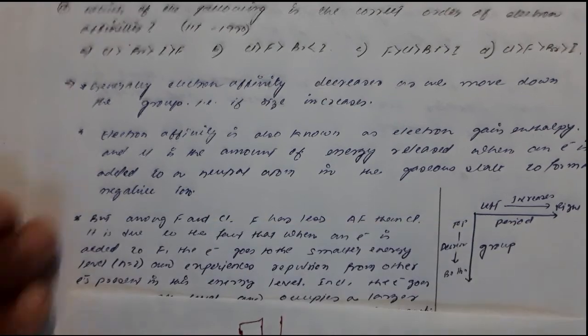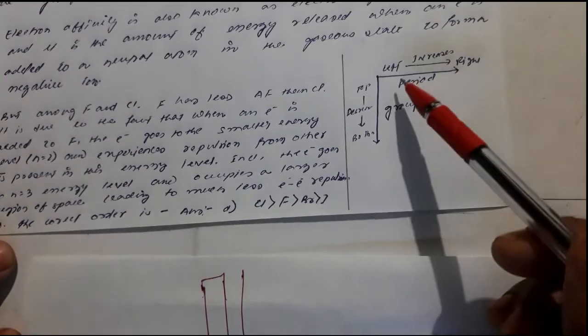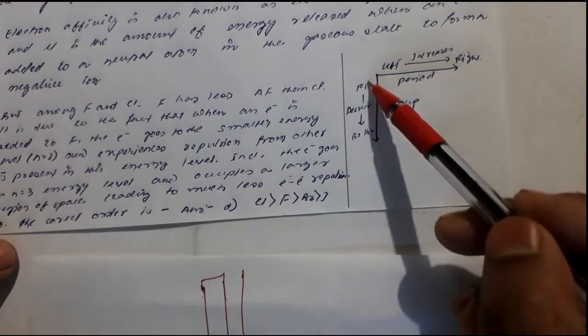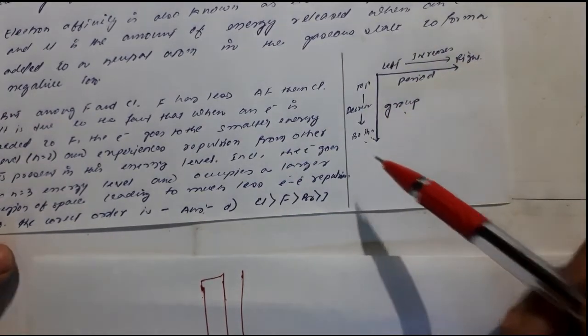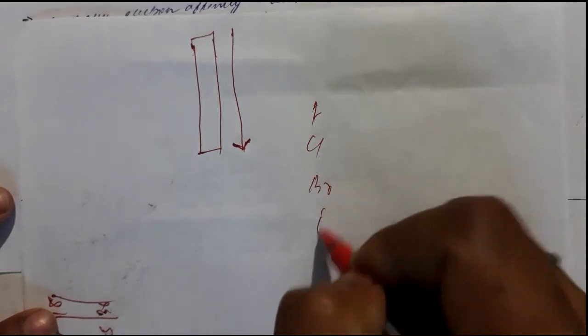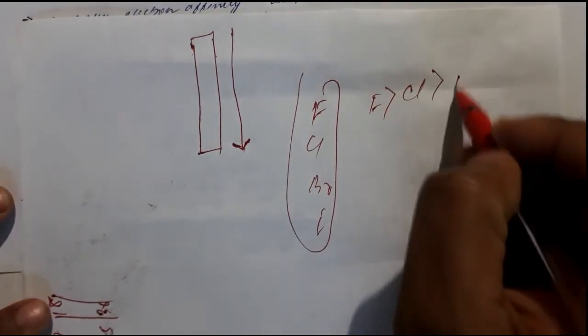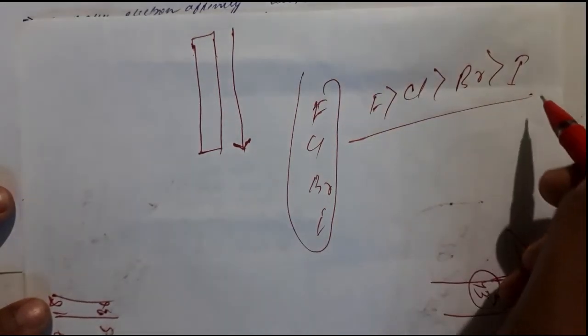So I am going through a number of concepts here. Left to right in a period, it increases because size decreases, right? Top to bottom in a group, it decreases because size increases. But you know what, here this is talking about halogens, right? Fluorine, chlorine, bromine, iodine. If you generally talk about it, then it should be fluorine greater than chlorine, then bromine, then iodine, right? As we are talking about the decreasing order.